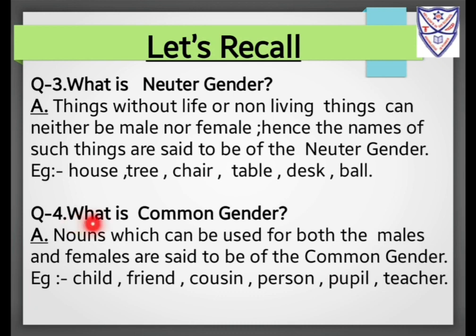Question 4. What is common gender? Nouns which can be used for both the males and females are said to be of the common gender. For example, child, friend, cousin, person, pupil, teacher. So all these nouns can be used for both the males and females. Therefore, they are said to be of the common gender.